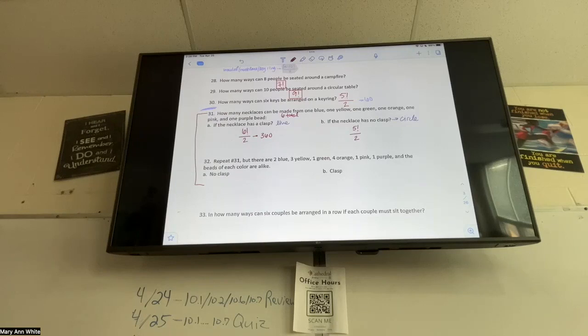And the beads of each color look alike. That means if everything else is the same, but I just switch two of my blue beads, that would not look any different. So we're going to have to keep that in consideration.